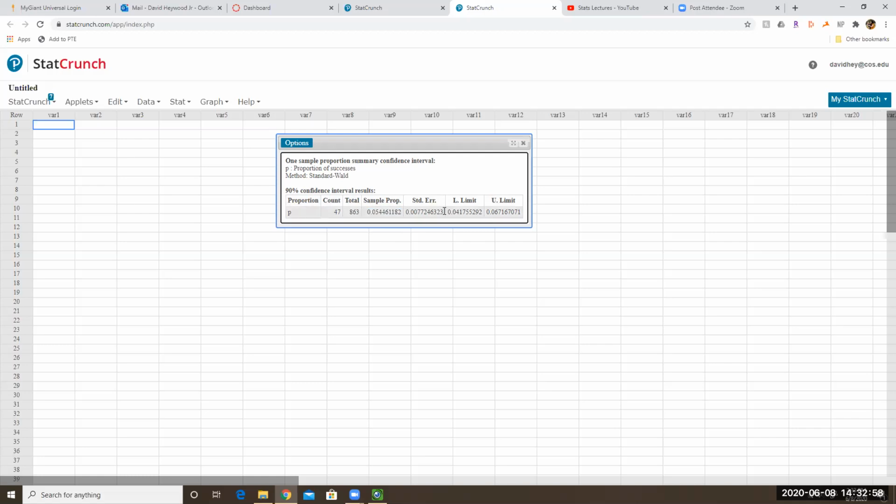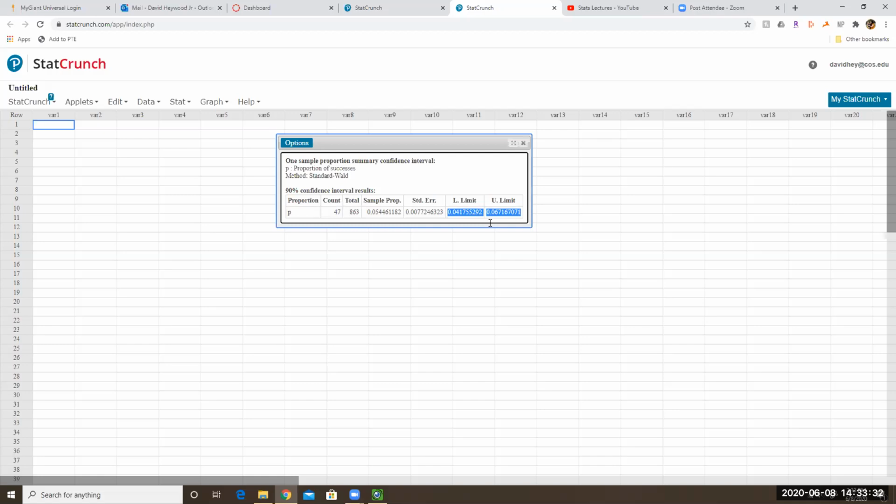But our interval is given by these two numbers right here. L limit stands for lower limit, U limit stands for upper limit. So this is our lower limit and our upper limit, or our lower bound and our upper bound, whatever you want to call them. And what these things mean is that the true population proportion is somewhere between, let's say, 0.042 and 0.067. So the true population proportion is somewhere within that range of numbers. Okay, and that's what that means.